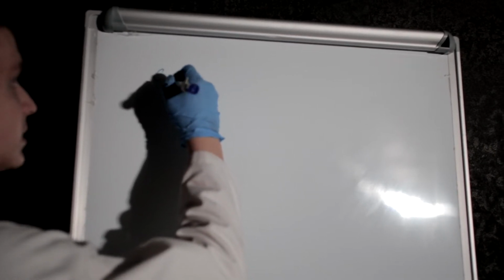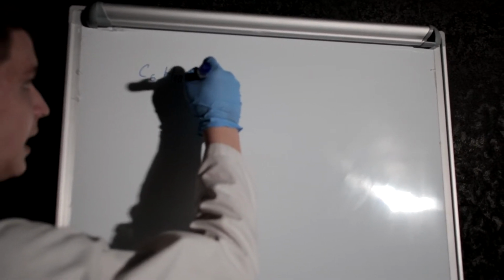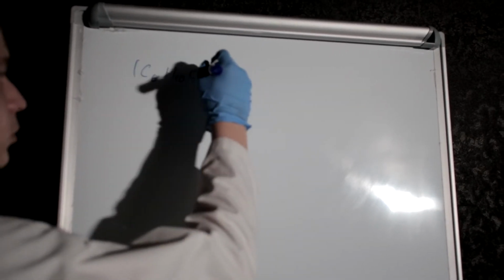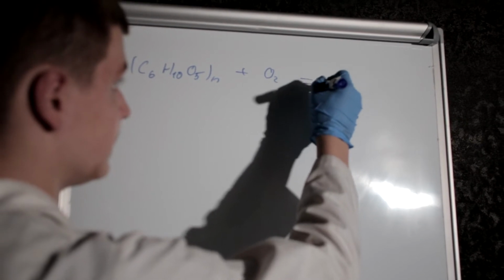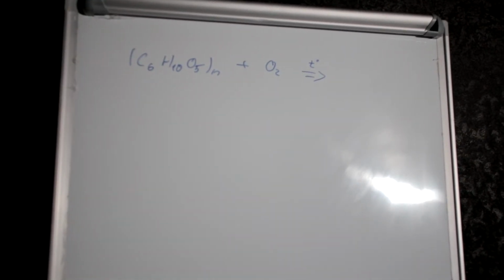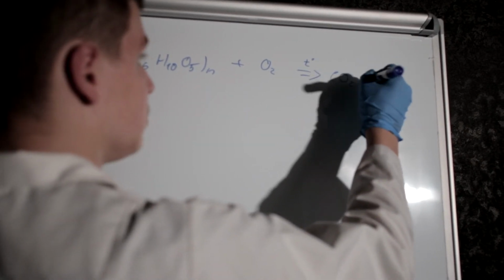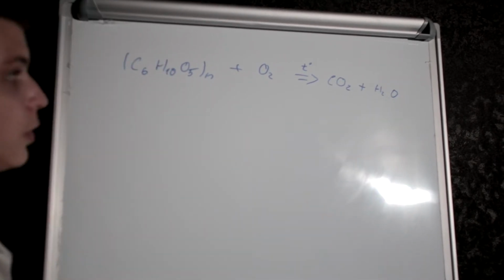Wood consists of almost 50% cellulose, so I will write the equation for the burning of the cellulose, because besides the cellulose there are so many other organic compounds that I just cannot explain them all. I will not have enough space for this. The cellulose has the formula C6H10O5, and it is a polymer, so we write it as n times, plus oxygen gas at temperature, of course, to ignite it, equals CO2 plus H2O. That is the water.